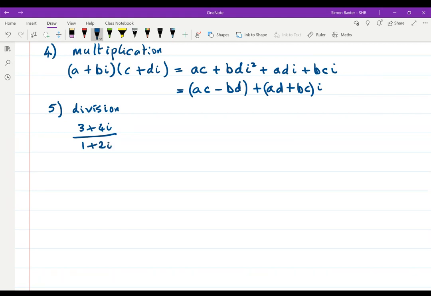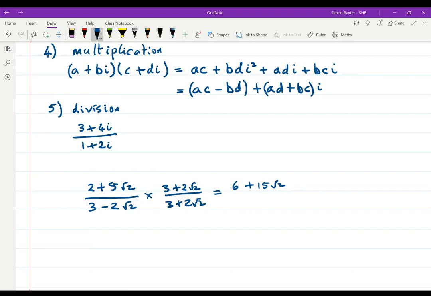You did this when you had to rationalize the denominator when you were doing the IGCSE. You might have had something like 2 plus 5 root 2 divided by 3 minus 2 root 2. In order to rationalize the denominator, you multiplied top and bottom by 3 plus 2 root 2 all over 3 plus 2 root 2. And on the top, that gives us 6 plus 15 root 2 plus 4 root 2 plus 10 times root 2 squared.